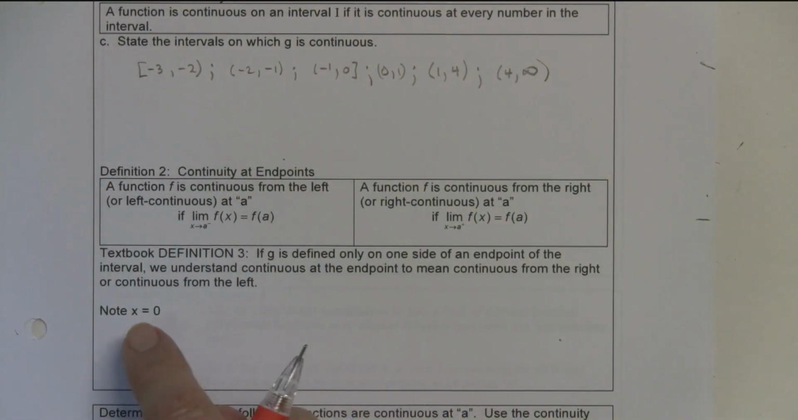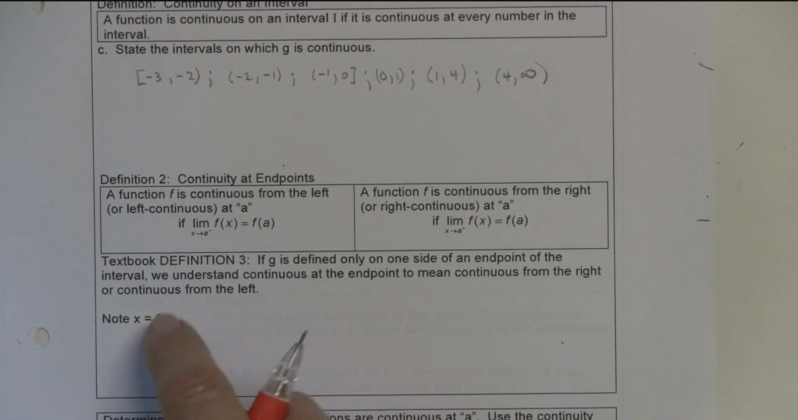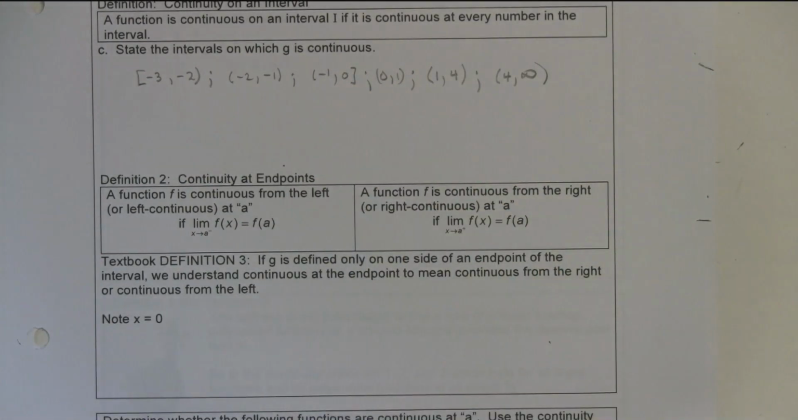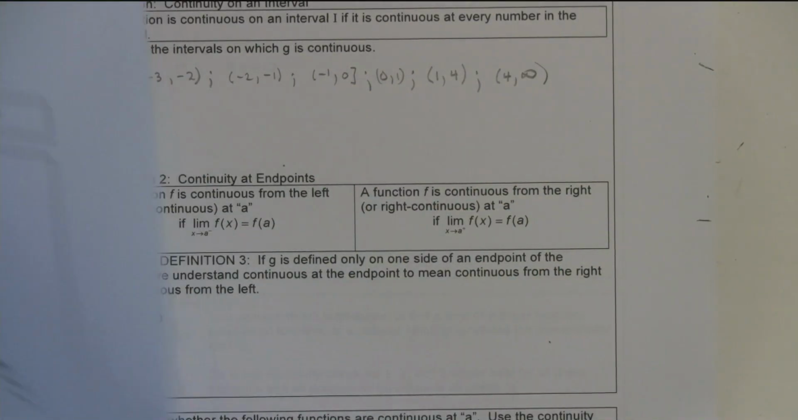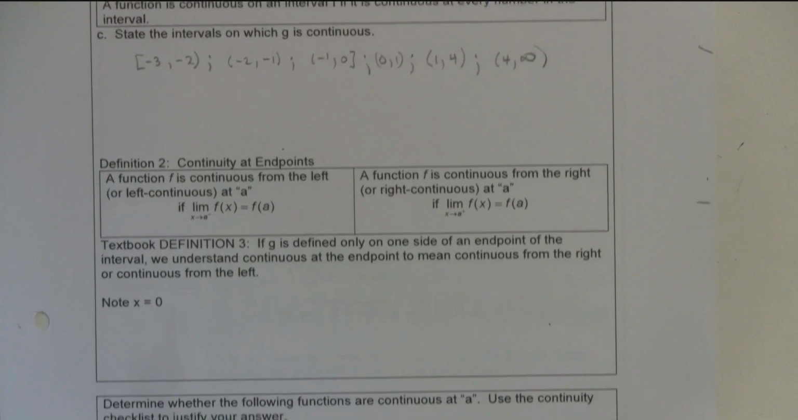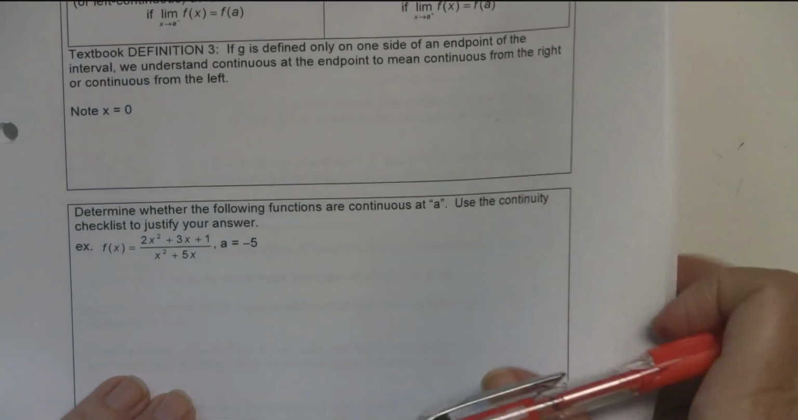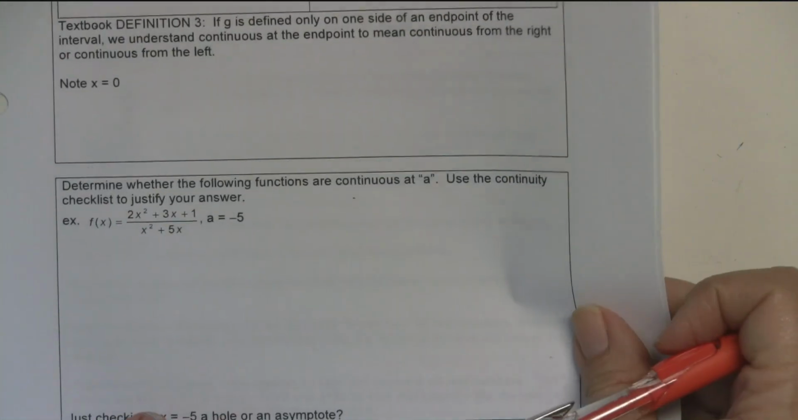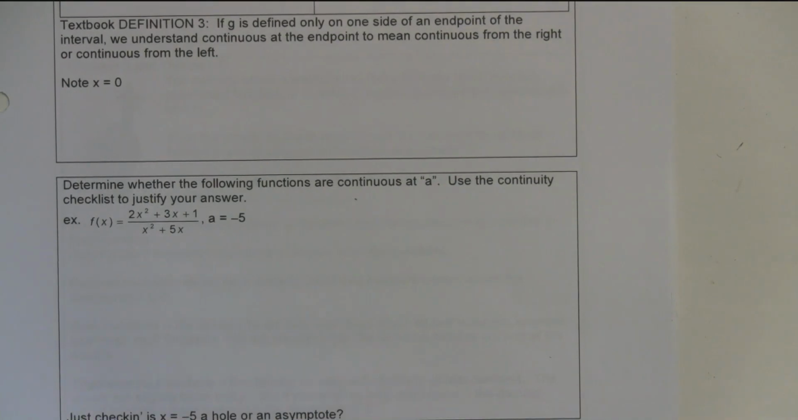And I just noted, make sure that you look at the left-hand continuity there on 0. So I was just reminding myself to mention that, I guess. And then it says determine whether the following functions are continuous at a. Use the continuity checklist to justify your answer.